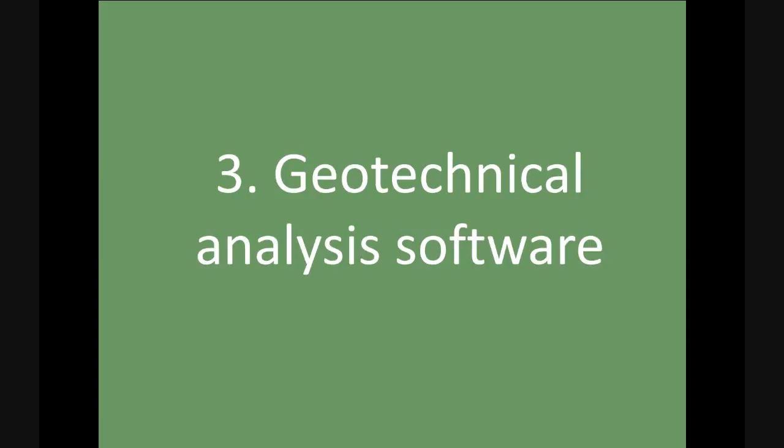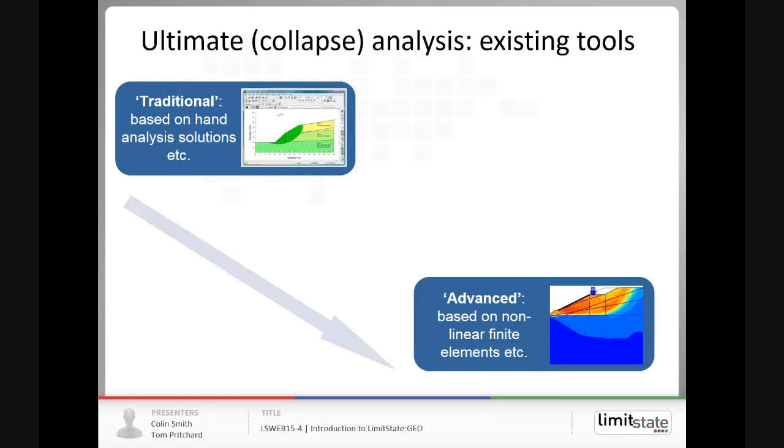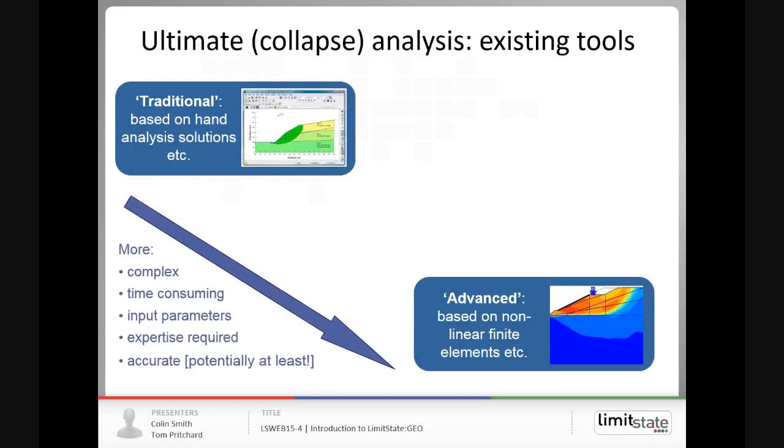If we look at the available geotechnical analysis software and where LimitStateGEO sits in that, and in the context of slopes in particular, on this diagram on the top left, we have the sort of software that is perhaps based on what were hand analysis solutions like the method of slices. So that's automating something that was, albeit a fairly tedious hand calculation, and has a long history to it.